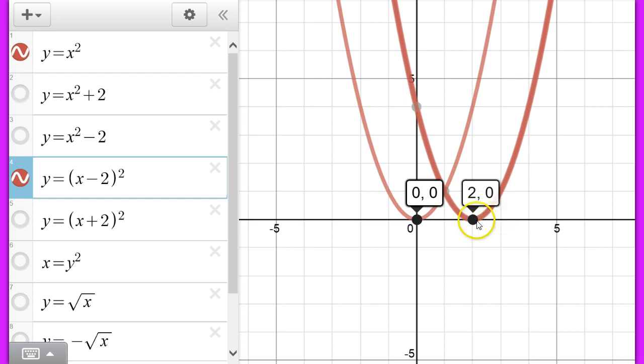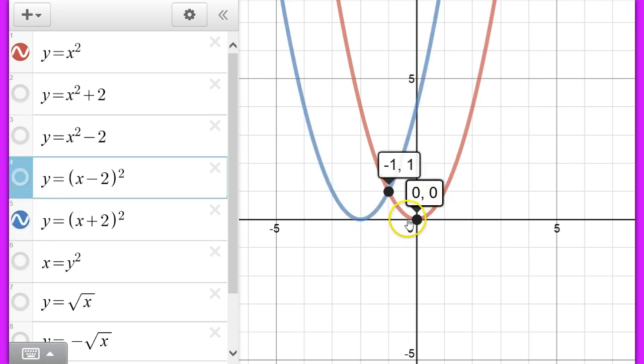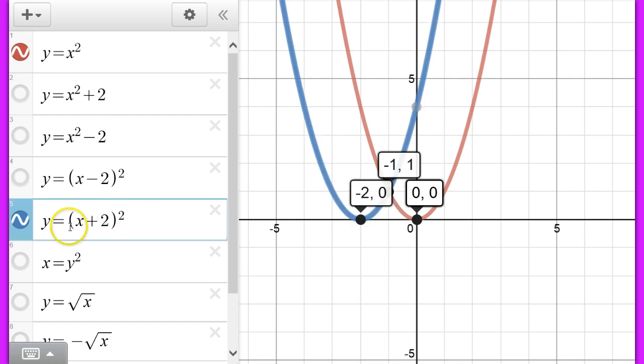I can also still go to the right 1 and up 1 to graph a point, and then I can reflect it over here. So this is the point 1, 1. Now if I add 2, here I get values that are shifted left 2, so this vertex is now at negative 2, 0. So these are, again, a really quick review of the transformations that you've already done.